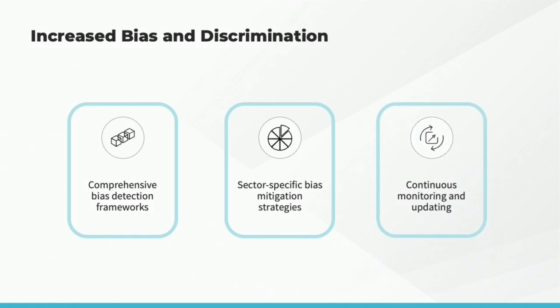AI systems should be continuously monitored and updated to identify and rectify emerging biases. This involves ongoing assessments and feedback mechanisms to ensure fairness over time.